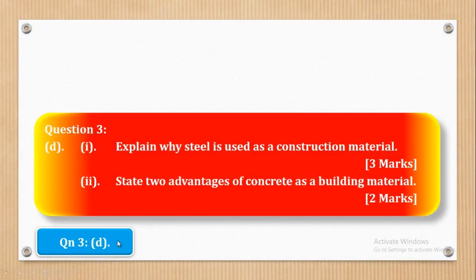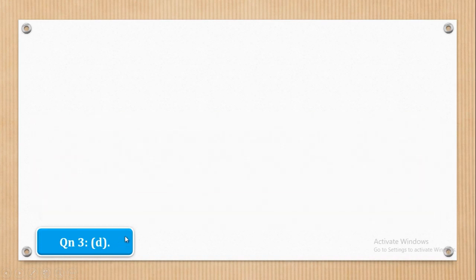Now we shall go to part D. Part D, Roman 1 says, explain why steel is used as a construction material, and they give it 3 marks. Then Roman 2, state 2 advantages of concrete as a building material, and they give it 2 marks. So let's start with Roman 1.